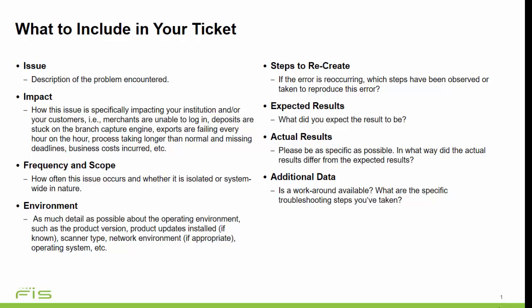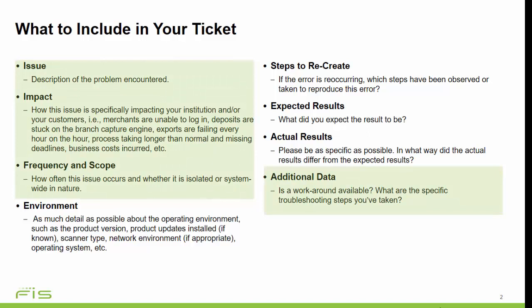You can also include the steps to recreate, so if the error is reoccurring, what steps have been observed or taken to reproduce the error. Also, the expected results. So what did you expect the results to be? The actual results, which is another area we would like to be as specific as possible. So what's actually happening that's different from what's supposed to be happening? And then any additional data. So is there a workaround available? What specific troubleshooting steps have you taken?